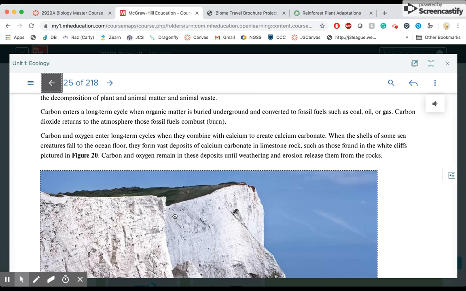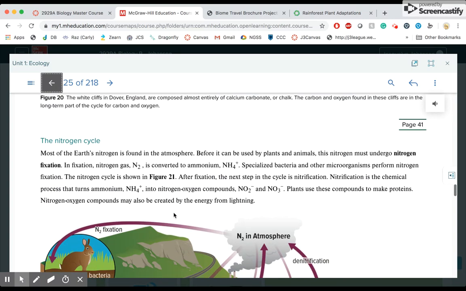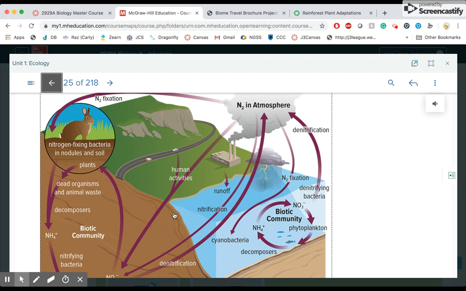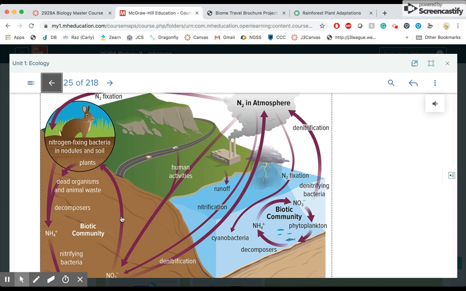Okay, the next one is the nitrogen cycle. In the nitrogen cycle, this is the same type of thing. There's nitrogen in the air, but there's mainly just bacteria. You can have bacteria in the ocean and bacteria in the soil that will turn this back into a nitrogen that animals and plants can use. So it will cycle back and forth.